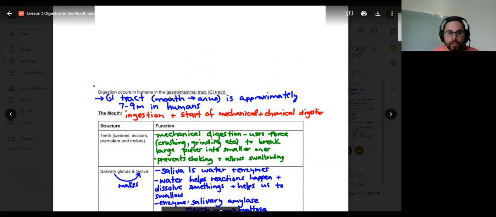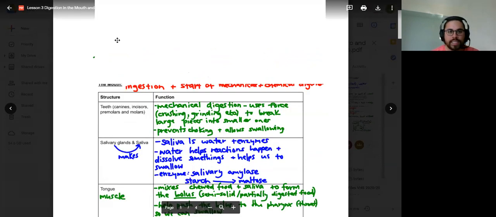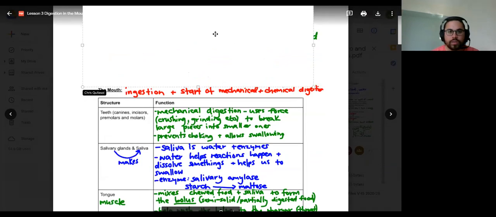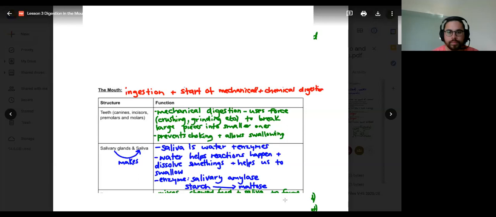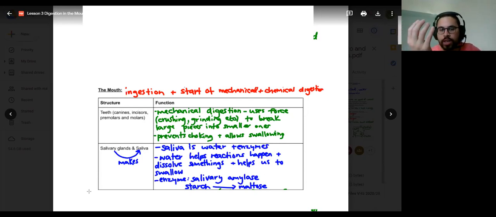It's really important in the context of providing that lubrication or watering effect, allowing for that swallowing action to happen.